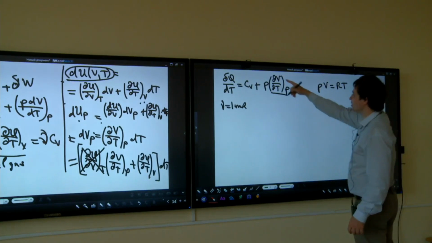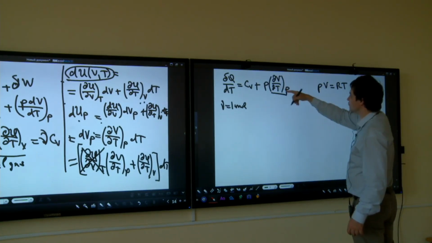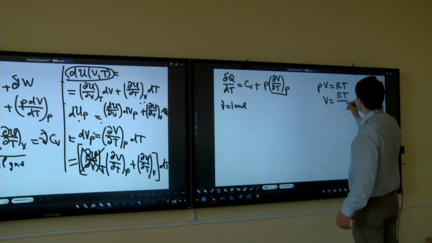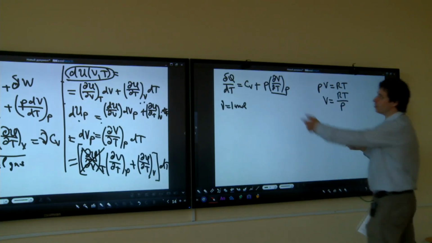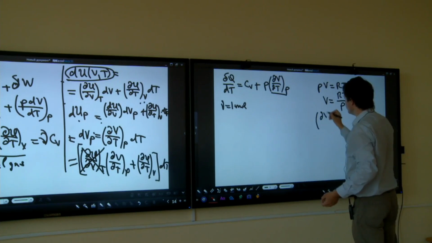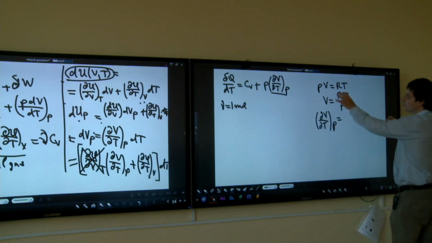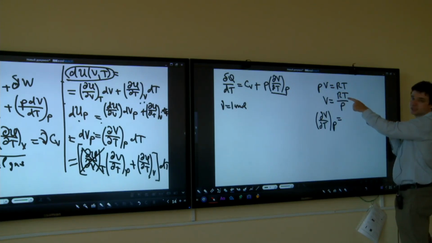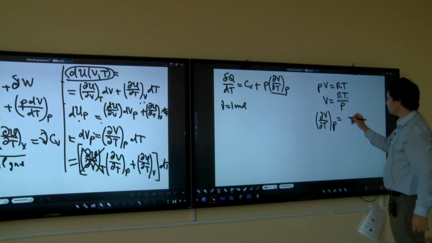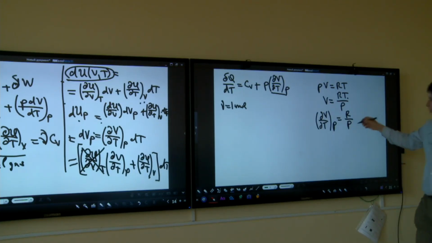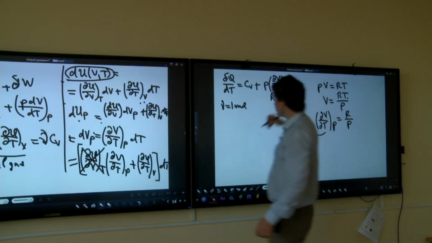So now I can express the volume as a function of temperature and pressure. Volume is RT over P. So now I calculate the partial derivative of volume with respect to temperature at the constant pressure. What I see here, all constants except for this. So this gives me R over P. Now I insert this one into here.